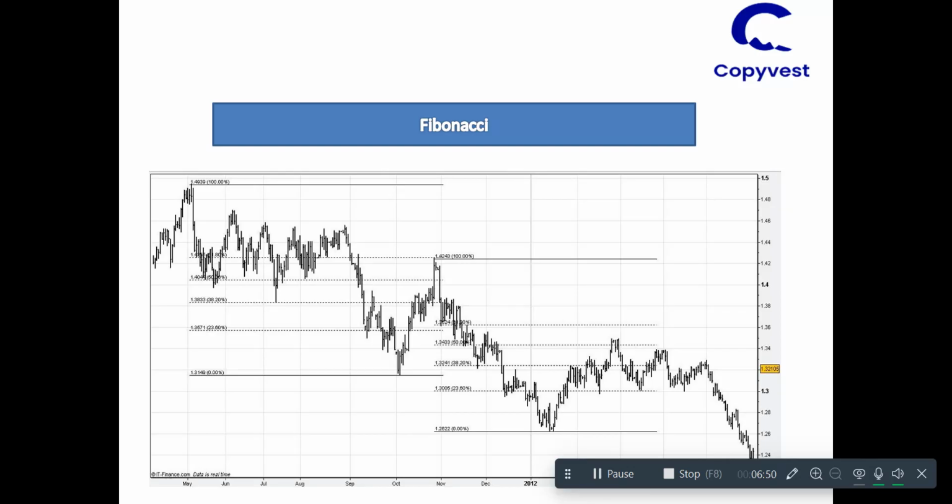In the next course, we are going to look at a particular tool called the Fibonacci, and the reason why the Fibonacci is used as a technical tool for trading the forex market.